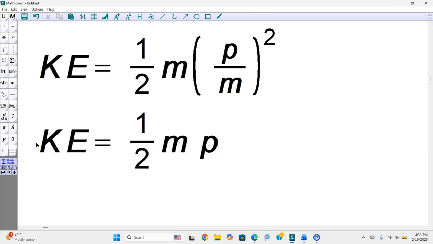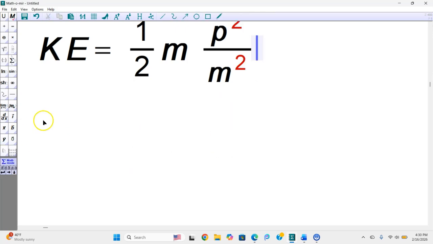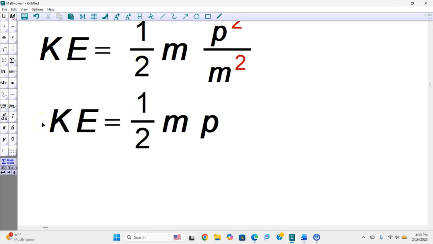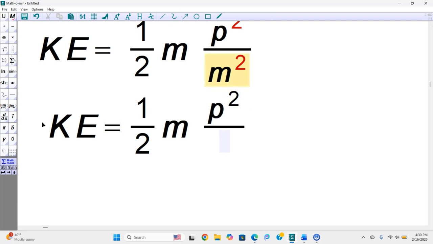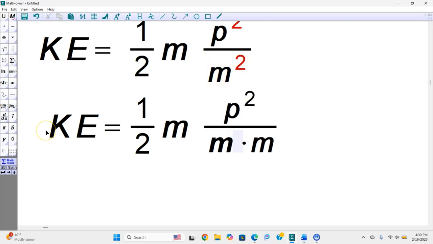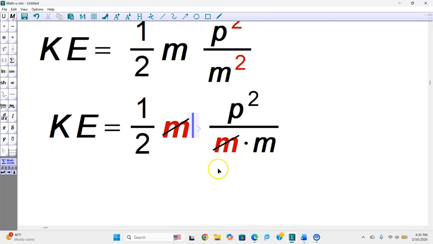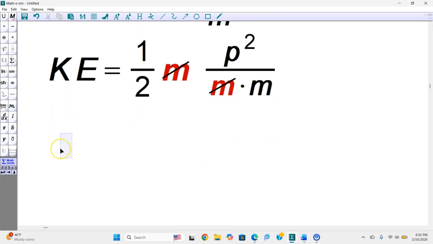I'm going to put P squared, you're allowed to distribute, and then M squared, you're allowed to distribute for sure. So that means you're going to have now KE equals 1/2 M P squared over M squared, which means M times M on the bottom, correct? But now you see this M in red, that's going to cancel with this M right here in red, because one is in the top, one is in the bottom.